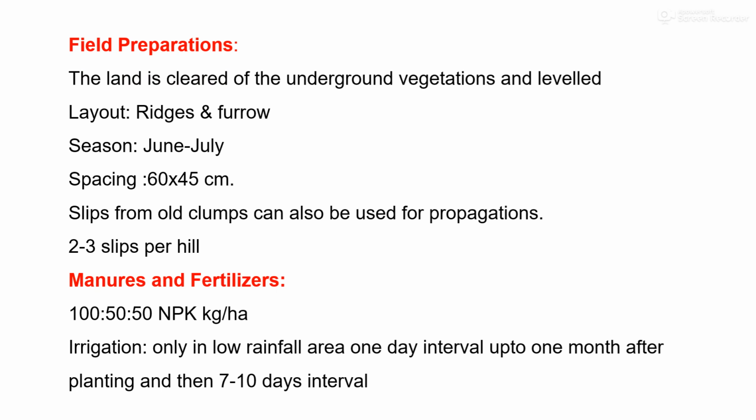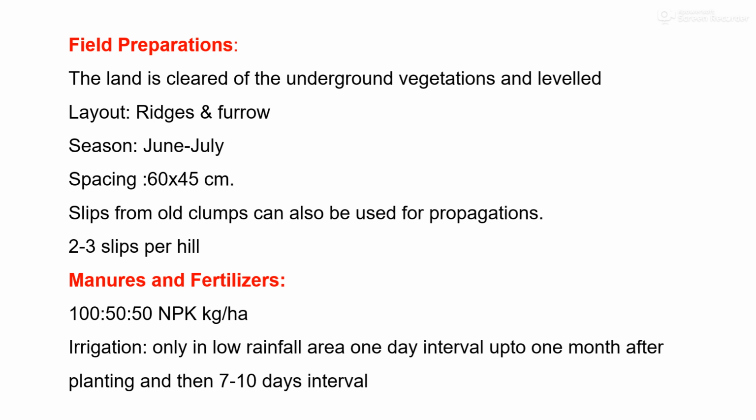Field preparation. The land is cleared of underground vegetation and leveled. The layout we can adopt for cultivation of lemongrass is ridges and furrows. Planting should be done in the rainy season, particularly in the month of June, July, at a spacing of 60 by 45 centimeter. Slips from old clumps can also be used for propagation. So we should place about 2 to 3 slips per hill during planting.